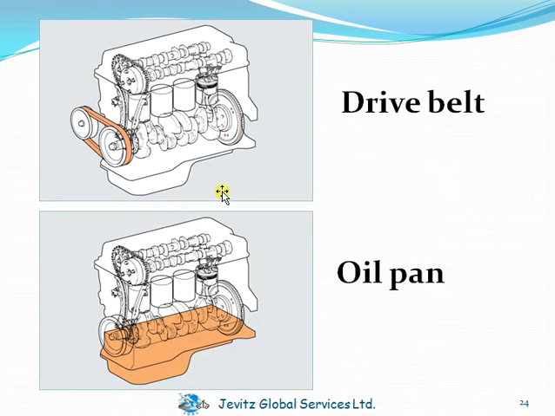The next component that makes up the engine, or that helps the engine to run smoothly, is the drive belt, which you can see as the shaded portion here. And the last one is the oil pan. The oil pan is a pan in which oil is stored as a reservoir before being circulated around the engine.